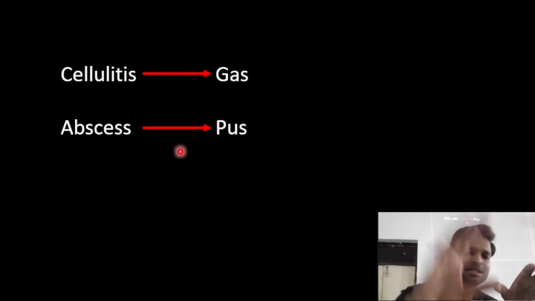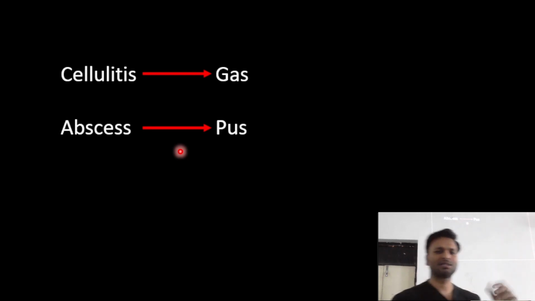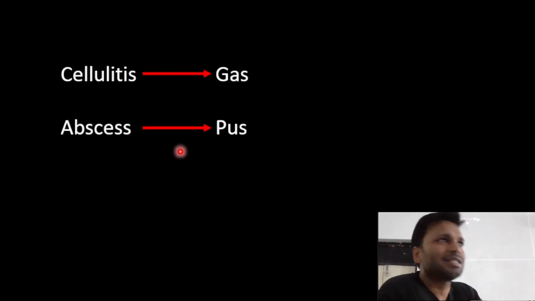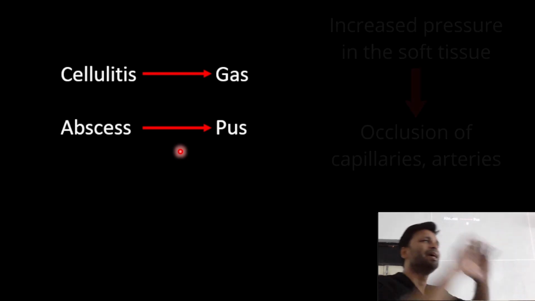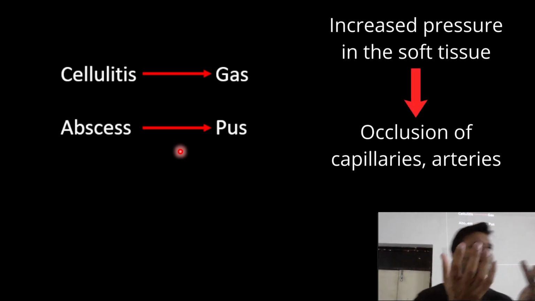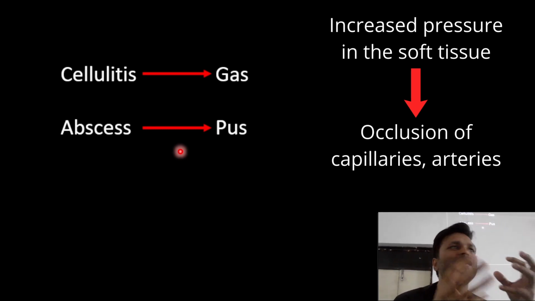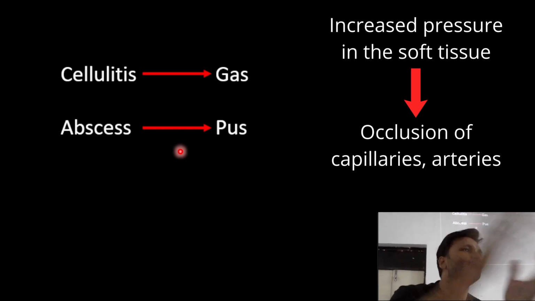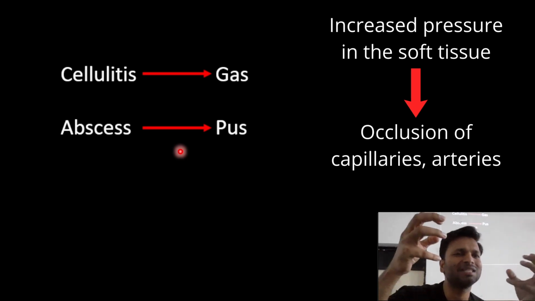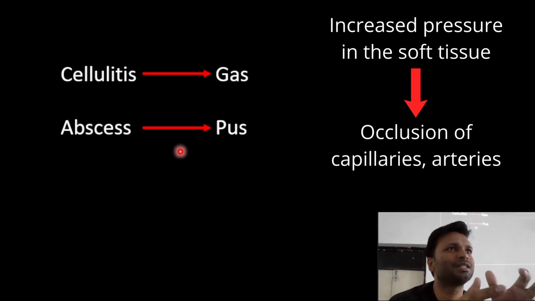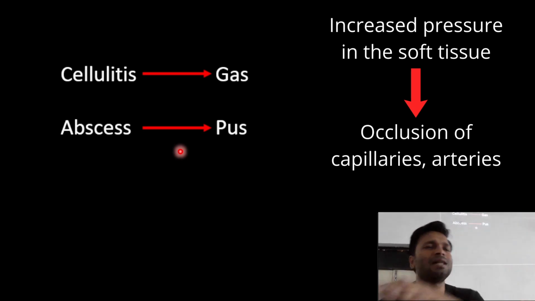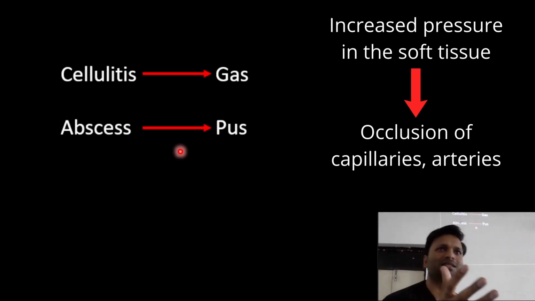Now, because of this pressure, I've already talked about this in the last lecture. Because of the pressure from this gaseous content or the pus, there is increased pressure at the site of the infection, right? Because of the increased pressure, there is occlusion of the terminal capillaries, the arteries. Because of this occlusion of the arteries, there is reduced blood supply to the site of infection. Because of the reduced blood supply, there is reduced supply of the antibiotic at the site.